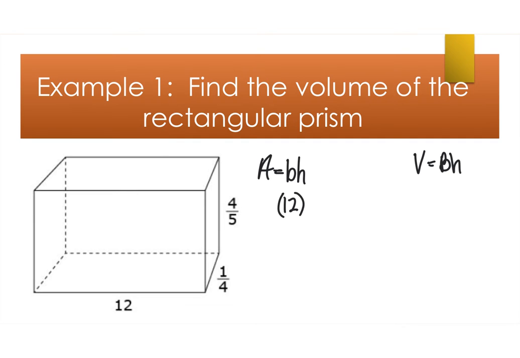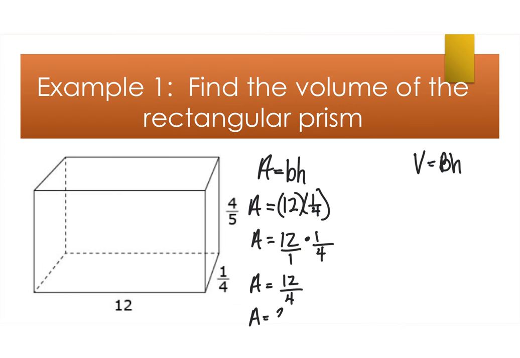12 times 1/4. We need to change so we can multiply by fractions. Remember, a whole number, you always put it over 1, then you're going to multiply straight across. So 12 times 1 is 12, 1 times 4 is 4, reduce, and my area equals 3. Now that is my big B.